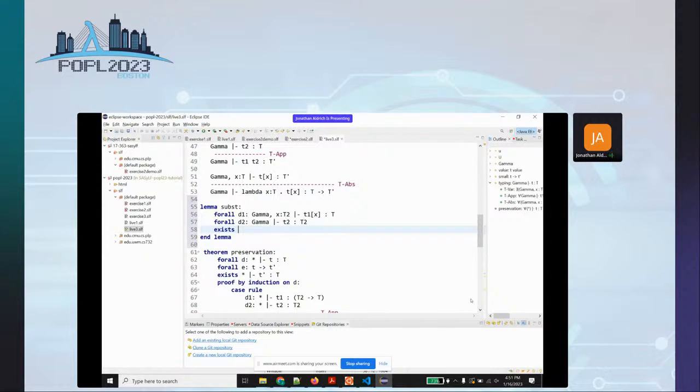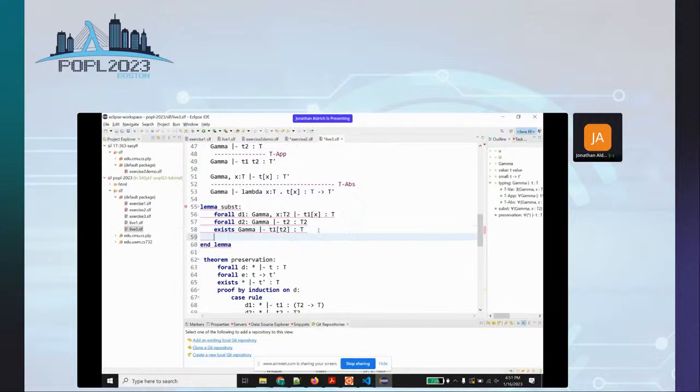Substitution lemma says that if we... T2 should have type T. And of course we need a context there. So I'm just going to use whatever is the outer stuff there. And I have to put something in here.